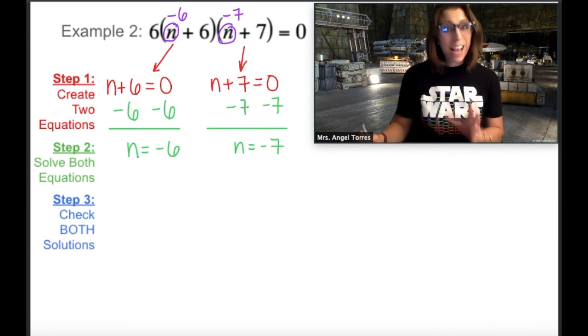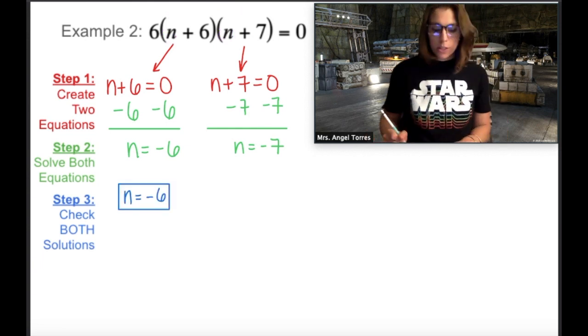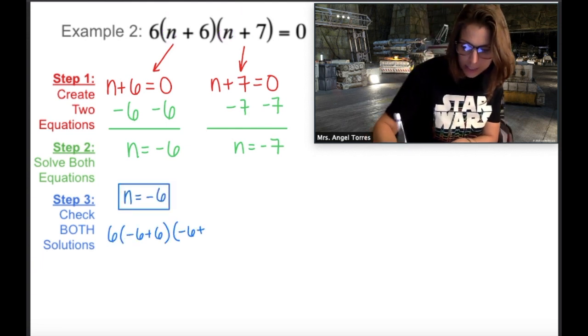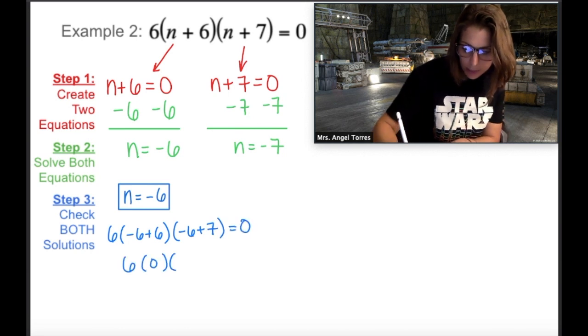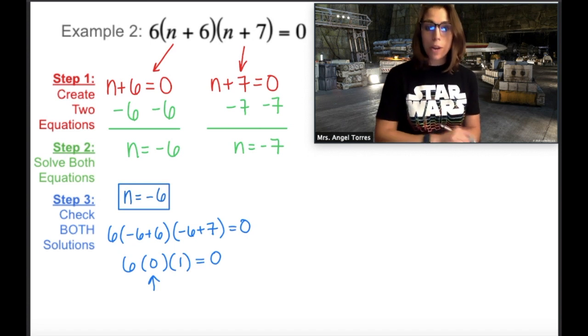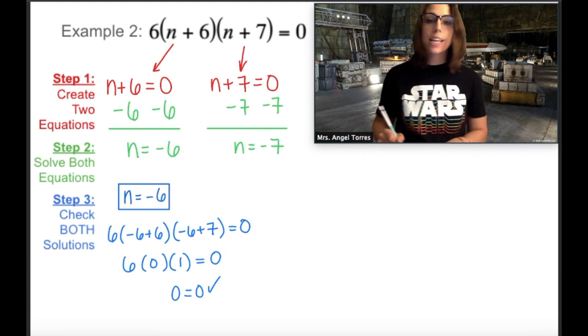Of course, we have to check both of these solutions in the original function to make sure that they're true. So let's start with -6. 6 times (-6 plus 6) times (-6 plus 7) equals 0. 6 times 0 times 1 equals 0. Here, because of the zero product property, I have a product where one of the factors is 0. 0 times anything is 0, and I know that this is true.